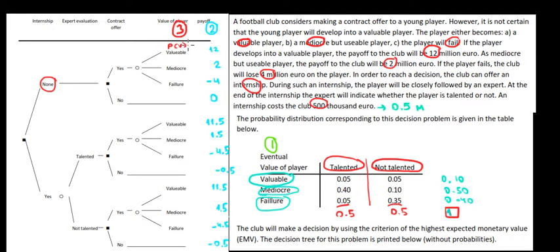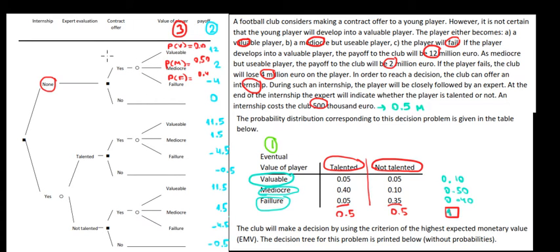The probability of having a valuable player we can see in the table over here. That's going to be 0.10. With the same logic, the probability of having a mediocre player, we can see in the table, is 0.50. And the probability of having a failure is equal to 0.40. So we have the probabilities, we have the values that we expect. Now we can calculate the expected value of this payoff.